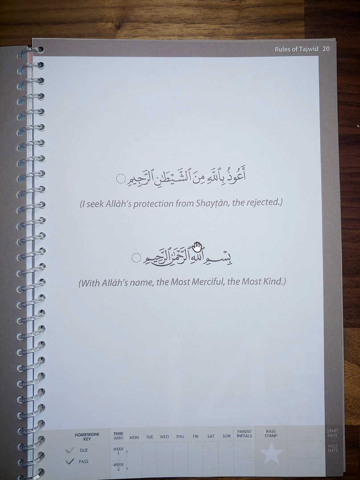Okay, now after that, the next task you have is to read A'udhu billahi minash shaitanir rajim, or Ta'awudh, and Basmalah, to read them clearly, correctly and fluently, and to memorize and learn the translation. When you go for a test after completing this level, you will be asked all of those paragraphs that have red hearts before them, and you will be asked to read Ta'awudh and Basmalah and translate them. Okay, so let's practice Ta'awudh and Basmalah. Repeat after me.